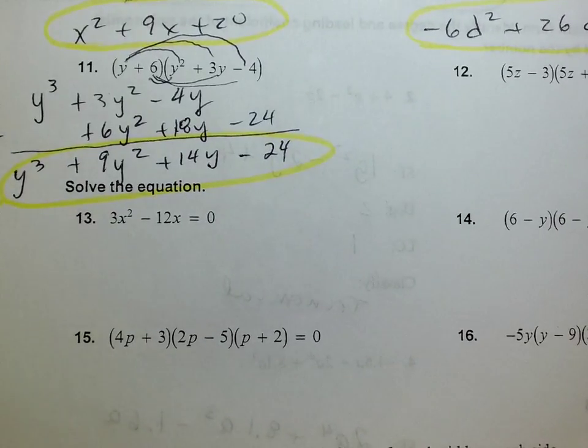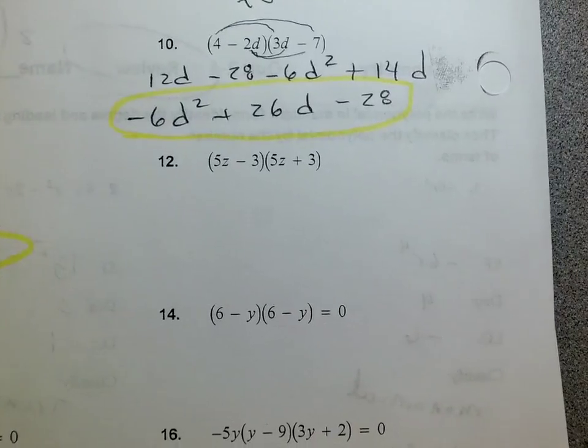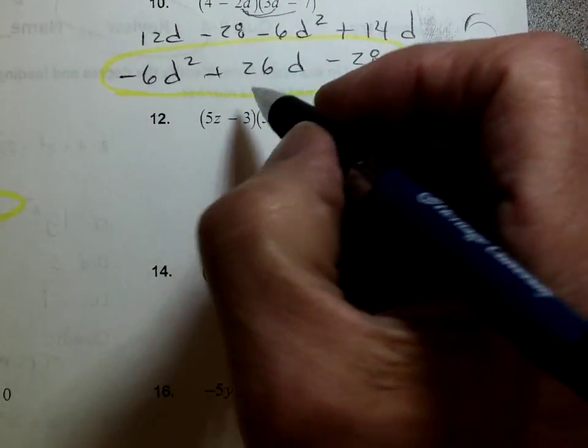Okay, you ready for 12? Take your time, I'll wait for you. Okay, slide over. Okay, number 12. Just another FOIL problem, okay? You ready?